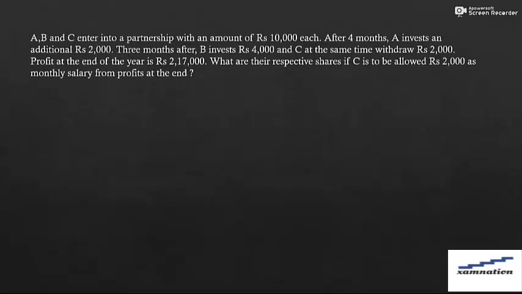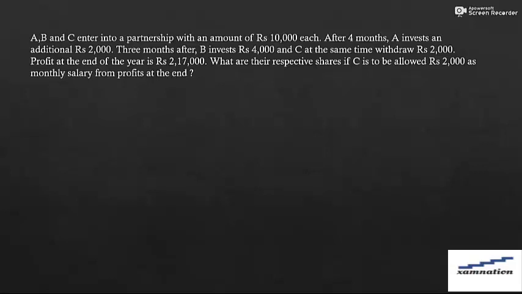Now let's look at another question. A, B and C entered into a partnership with an amount of rupees 10,000 each. After 4 months, A invests an additional rupees 2,000. 3 months after, B invests rupees 4,000 and C at the same time withdrew rupees 2,000. Profit at the end of the year is rupees 2,17,000. What are their respective shares if C is to be allowed rupees 2,000 as monthly salary from profits at the end?